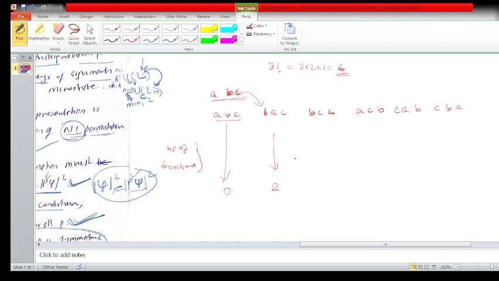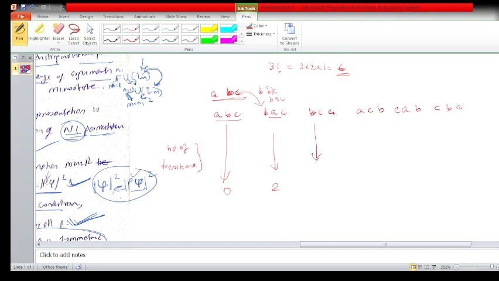Okay, so for this configuration, what we are doing is changing this A to B. So first we will get BBC, then we will change this B to A. Then that will give you BAC. So 2 transitions, 2 number of transitions.